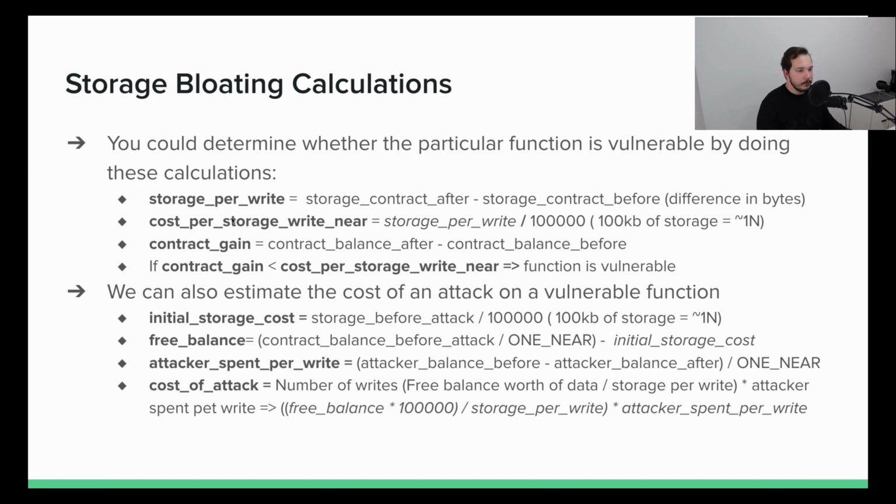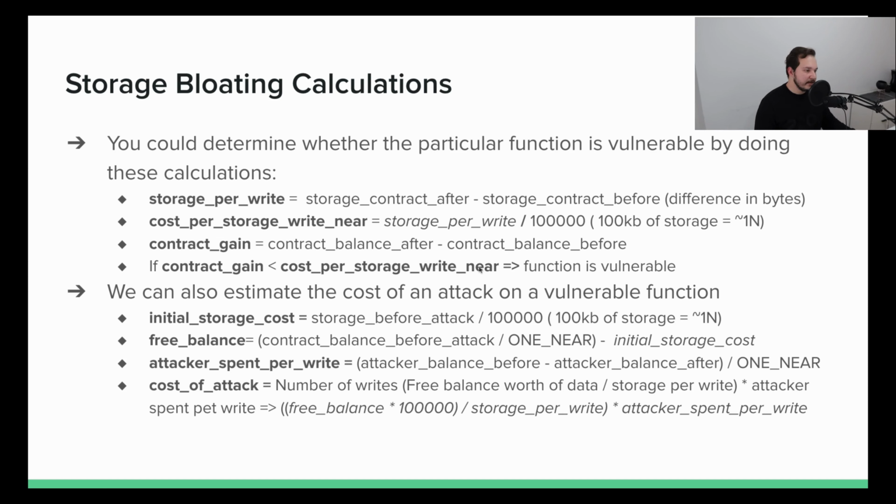So first, we calculate storage per write. Storage per write is the amount of storage written every time a user calls this function, any function. Cost per storage write in NEAR is storage per write divided by 100,000, since 100 kilobytes of storage is roughly 1 NEAR. Then we get contract gain. It's contract balance after minus contract balance before, since the contract earns roughly 30% of gas fees every time a user calls the function, plus some deposit if the user deposited something. And then we check if contract gain is smaller than cost per storage write in NEAR.